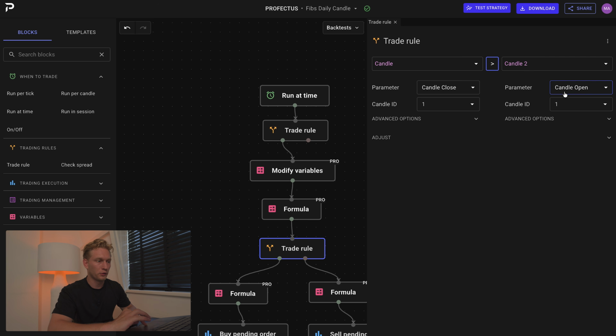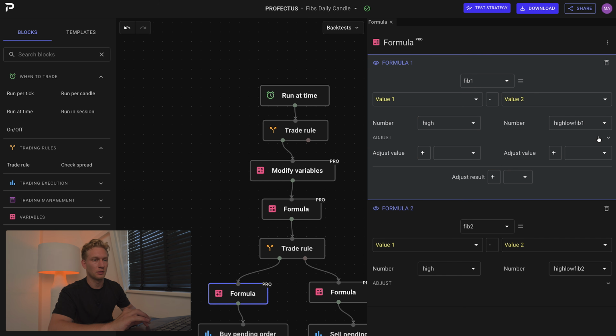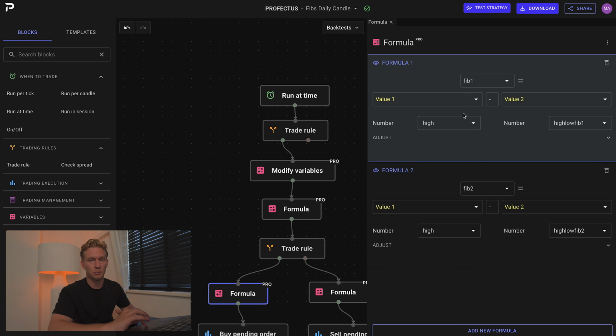If we close above the open, we go this path. We're going to calculate fib 1, which is the high, minus high-low fib and nothing else. And that is the fib level. That is the 0.382 level, okay? And fib 2 is the high minus high-low fib 2, and that's the 0.618 level. Now we have all the information. The algorithm knows at 1 at night, it finds yesterday's candle. If the candle is big and a strong bullish candle, then we calculate 0.382, 0.618.